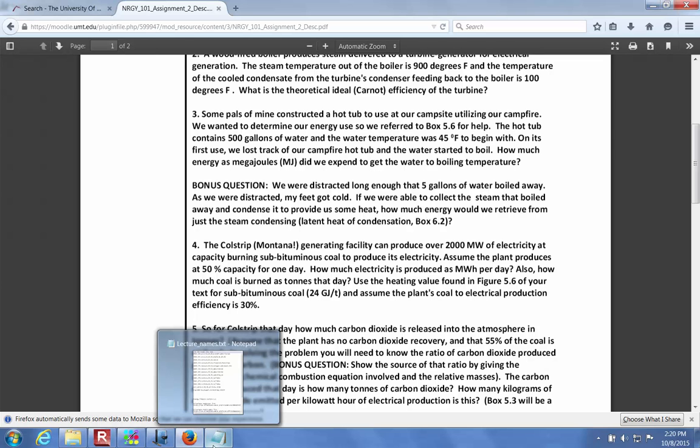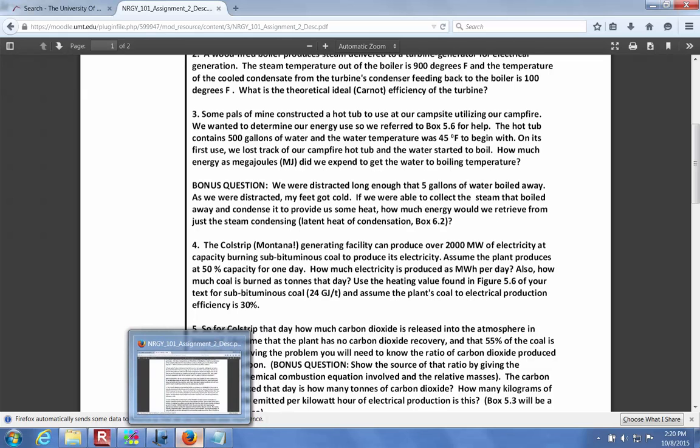So what in the world is that term? How much energy would we retrieve? Well, it's box 6.2. You guys are in chapter 6. How topical. If we were able to collect the steam that boiled away and condense it to provide us some heat, how much energy would we retrieve from just the steam condensing? The latent heat of condensation. Well, let's fire off to box 6.2. What page is that? 181. Box 6.2 on page 181 relates to this problem.